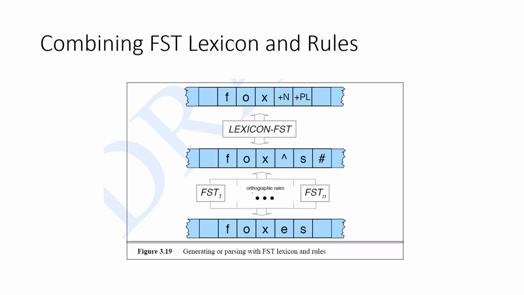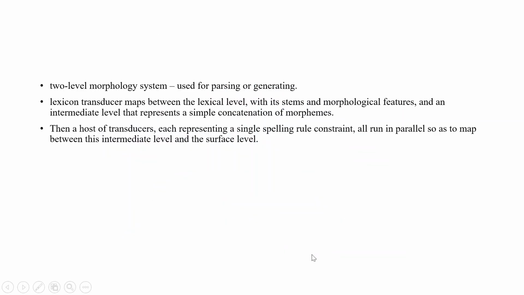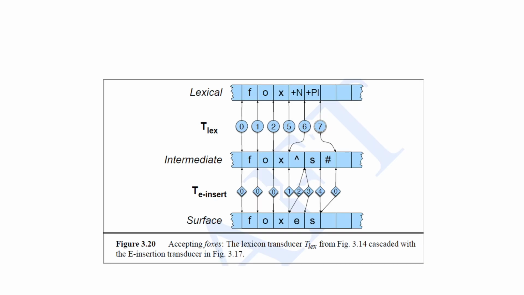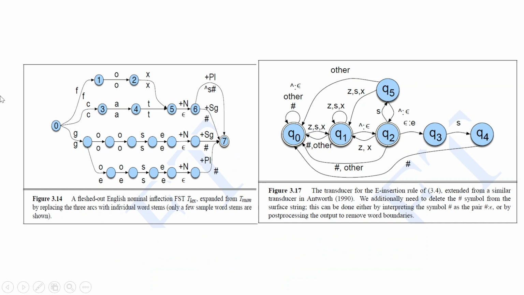The surface level is the input level which we earlier talked about. So that is the overall picture, and this is a more detailed picture. This T lex is the FST corresponding to this mapping, and we designed it in an earlier class. This is the actual FST, called T lex. It's a lexicon which contains only 4 words here, but the actual lexicon should contain all the words.